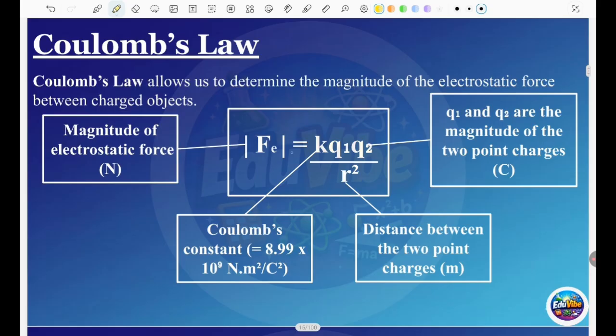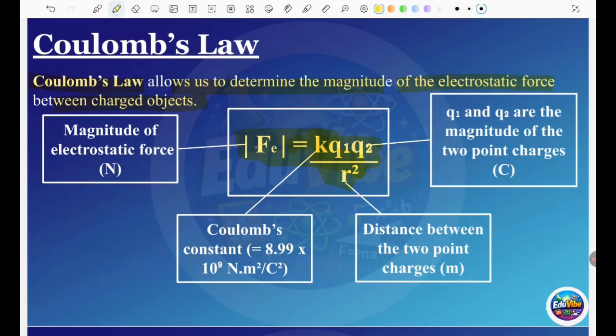So we replace the proportionality sign with an equal sign, and we get k, the constant, which makes the formula like this. This is Coulomb's law: Fe is equal to k q1 q2 upon r square. Coulomb's law allows us to determine the magnitude of the electrostatic force between charged objects. So we have two charged objects, and the force between them is given by Coulomb's law.